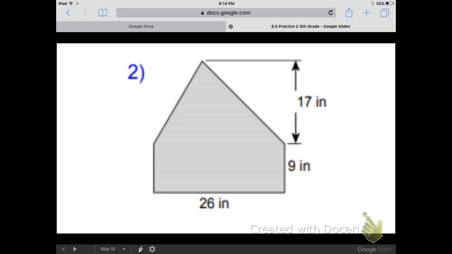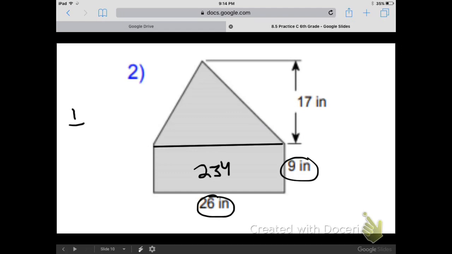Alright, here's another one that's similar to one we did before. Kind of looks like a house of some sort. We can clearly see that we can break it up right here. Right, the easier portion would be the 9 times the 26, which is your rectangular portion. I'm even going to use a calculator just to check. So 9 times 26 equals 234.